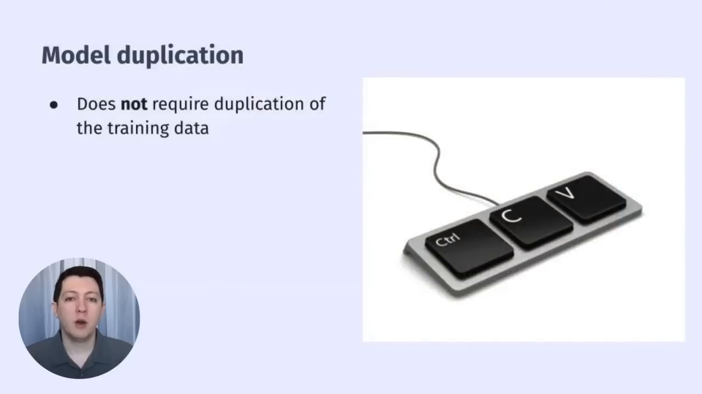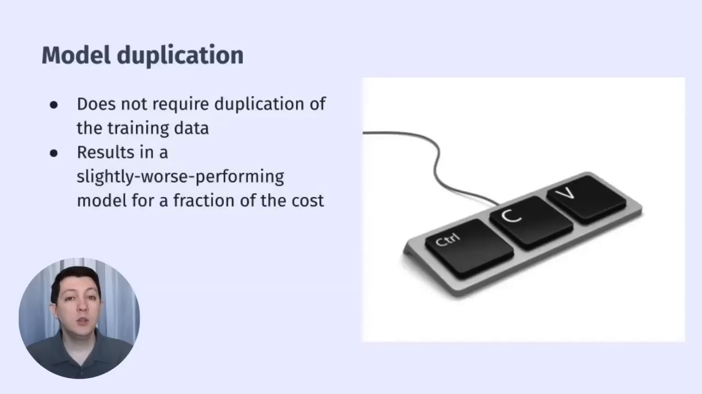Here's the important part of model duplication. The attacker does not need any of the training data that was used. It does not require duplication of the training data or the training process itself. Instead, what we're doing is using query response pairs to see how the model behaves, the target model, and then using those pairs as training data for our new model. It usually results in a slightly worse performing model, but it's at a fraction of the cost because you don't have to train on nearly as much data as the original model was trained on.